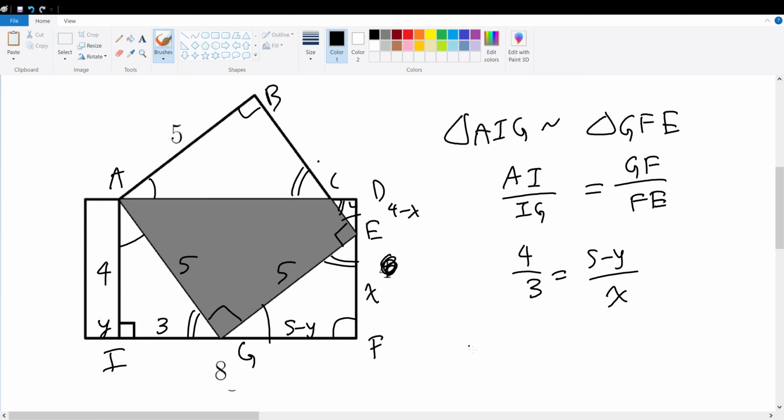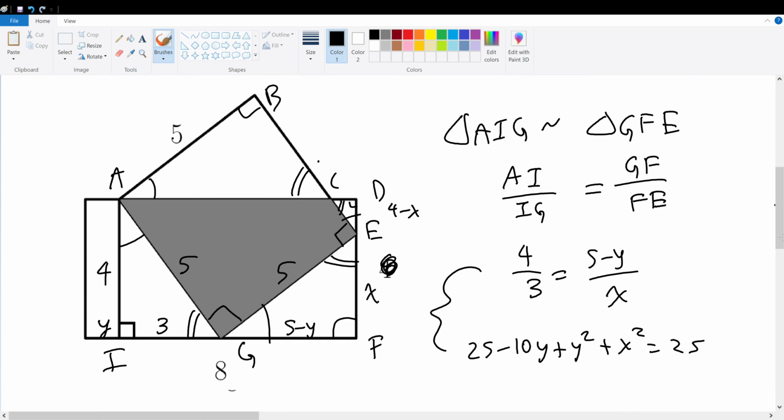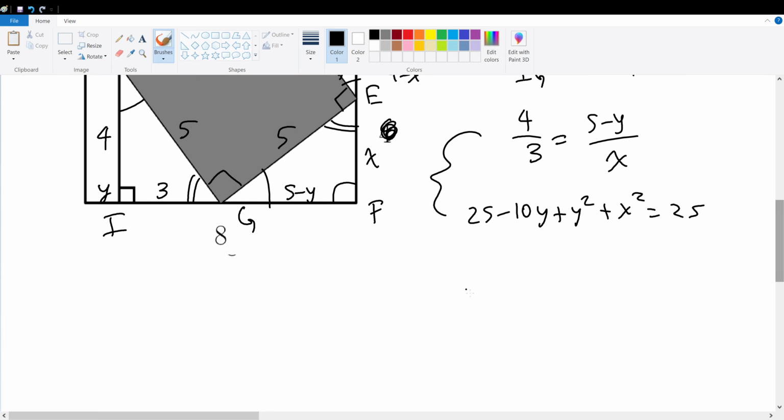By the Pythagorean theorem, we know that (5 minus y) squared, so 25 minus 10y plus y squared, plus x squared must give you 25. I have two variables, I have two equations. I can solve for both variables. So let's do that. Once you solve for both variables, then the question is easily solved.